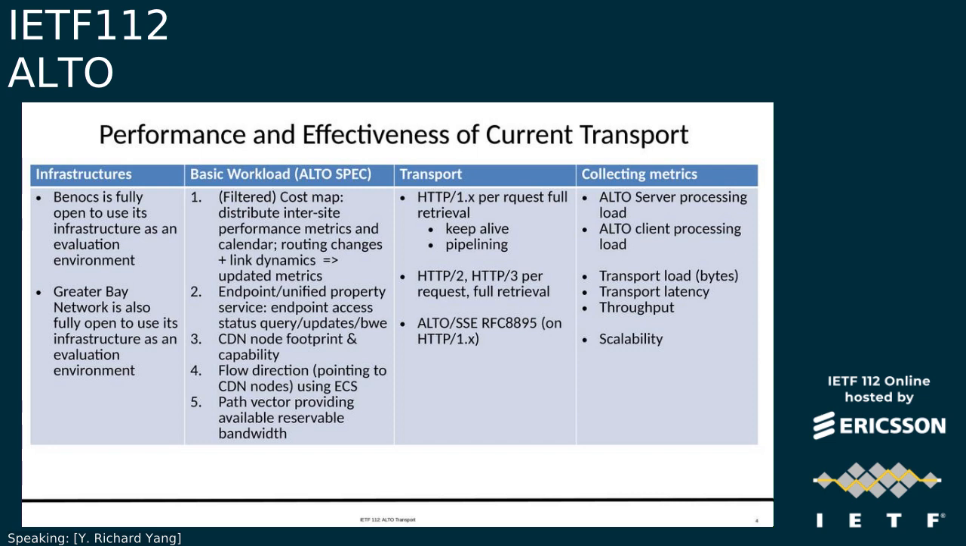So transport 1 is 1.x, of course, keep-alive, and 2 and 3 are initial designs, and then we call it ALTO SSE. And then the right-hand side, the last column, is collecting metrics. For example, what kind of metrics do we want to collect? I want to see what we can compare across different transports. Next slide, please.